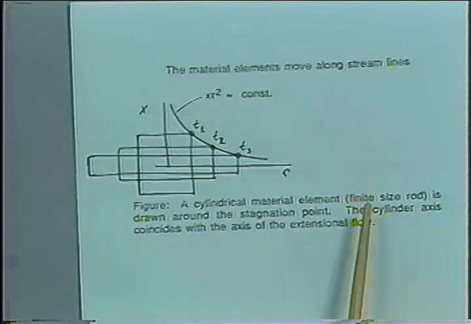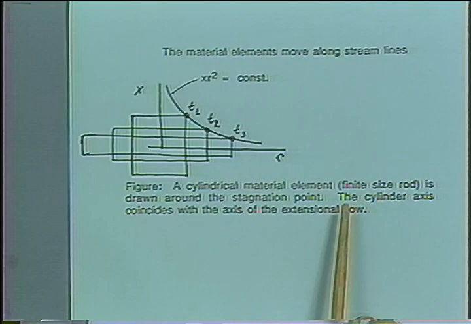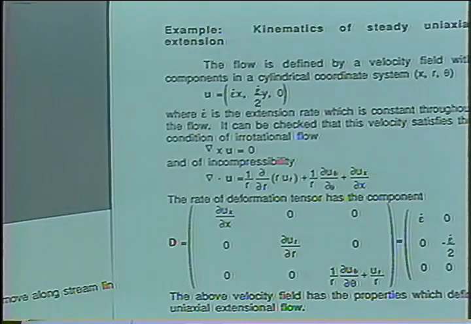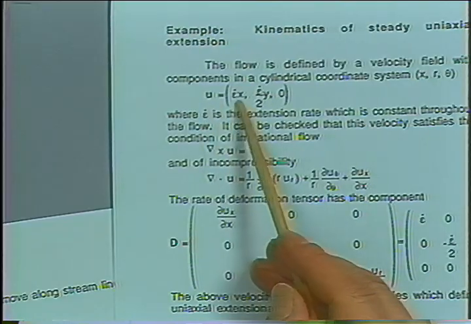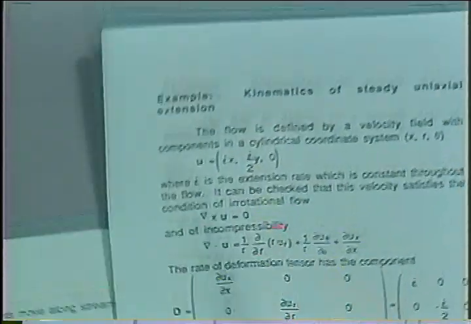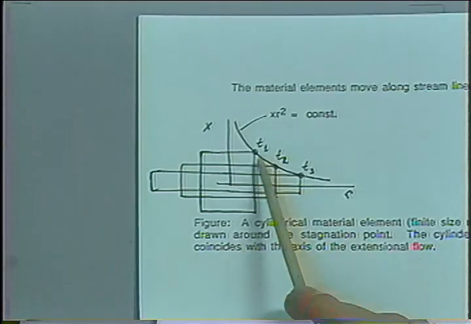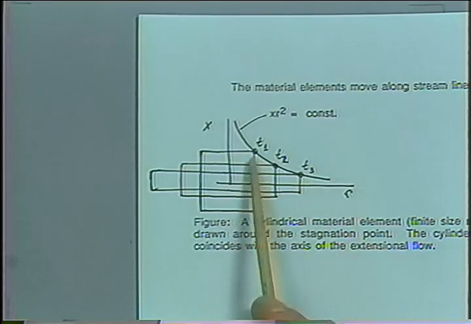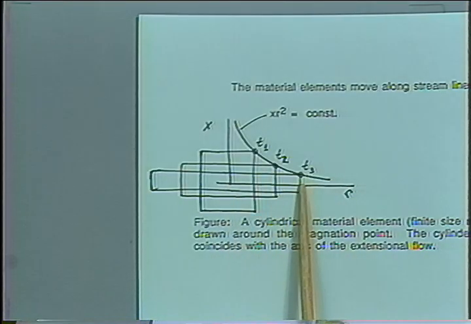And you can see that in the kinematics. Let me pull up the initial kinematics. You can see that the velocity in x direction is just a function of x. It is independent of y direction. So a plane surface like this, plane surface normal to R, will always be plane at all times.